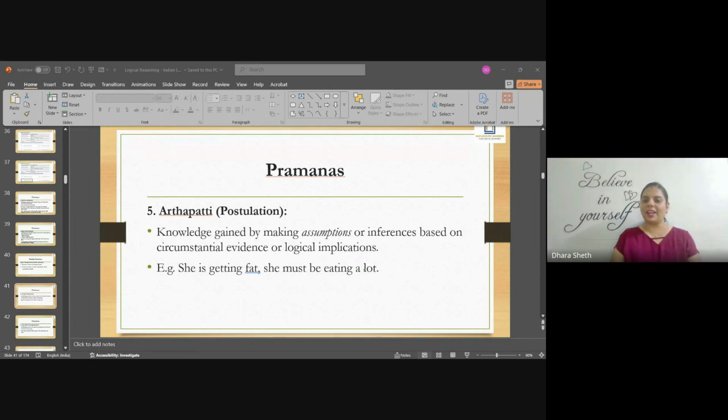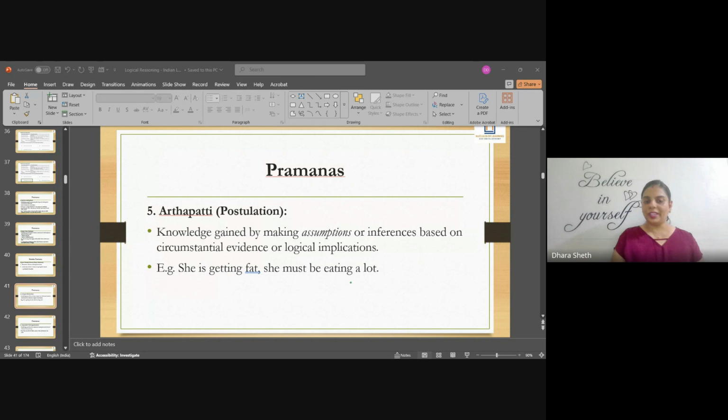She is getting fat, so she must be eating a lot. She can also have hypothyroidism. She can also be diabetic. She can also have hormonal issues. But what comes to our mind first? She is getting fat, so she must be eating a lot. That is called Arthapti. It is accepted in Vedant, not in Nyaya philosophy. They say that it is an invalid Praman. Arthapti is not accepted. Okay?